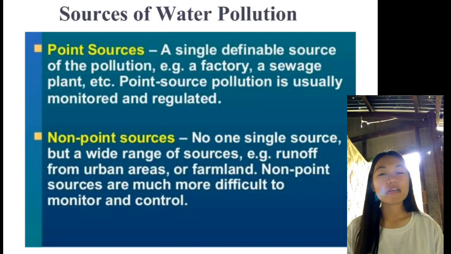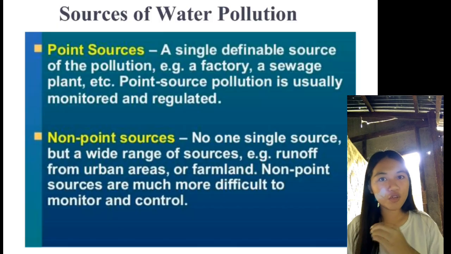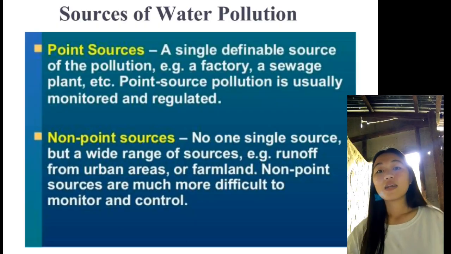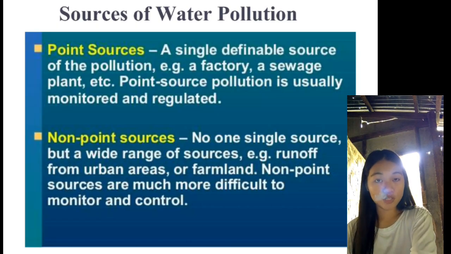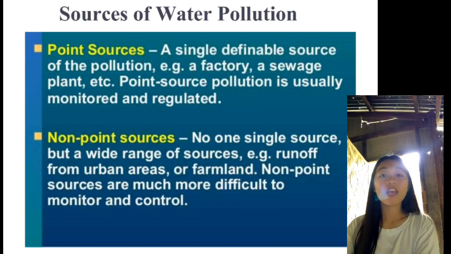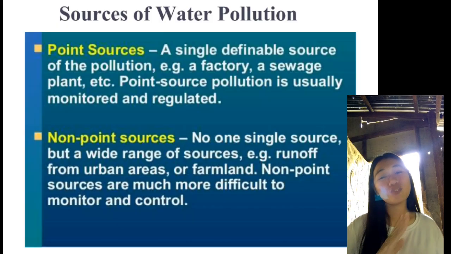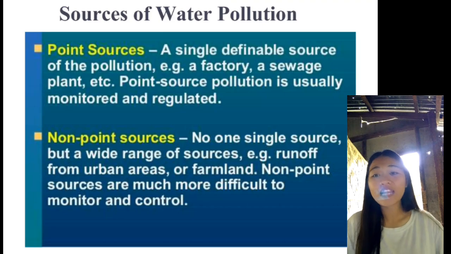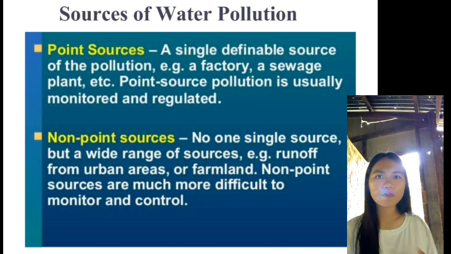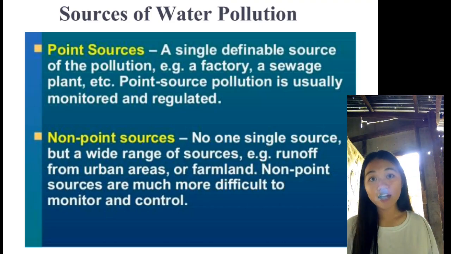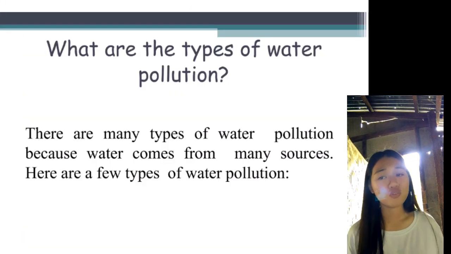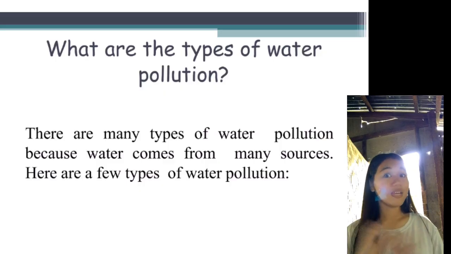But the non-point has a wide range of sources. You cannot say, okay, this kind of water pollution is from this or from that. And also, point source water pollution is usually monitored. It is different from non-point, which is usually difficult to monitor or control. And now, let's delve into the different types of water pollution that come from these two sources. So there are actually many types of water pollution because water comes from many sources, no?